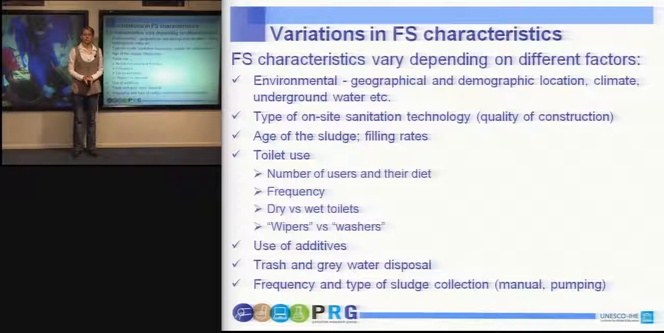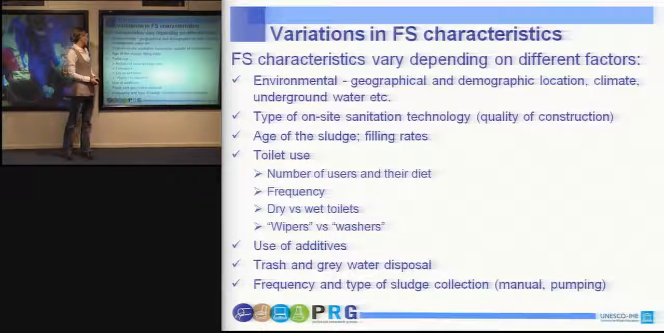So the slower the filling rates, the less frequent the emptying of the sanitation facility would be, and then the more aged the sludge would be. So the more aged the sludge would be, then the more stabilized it would be.